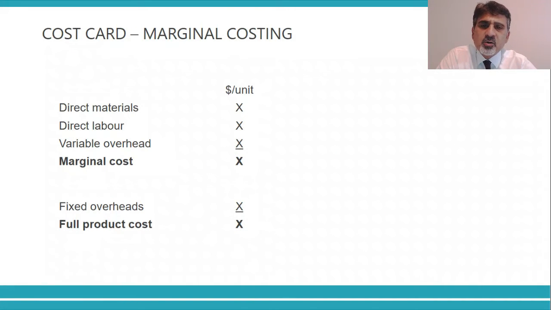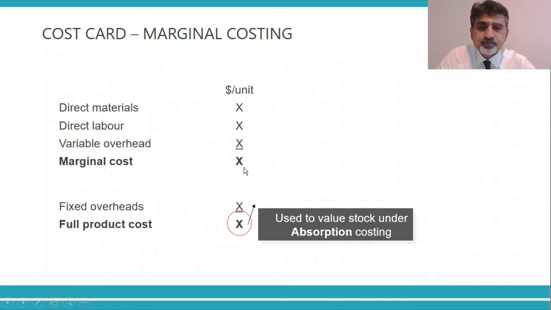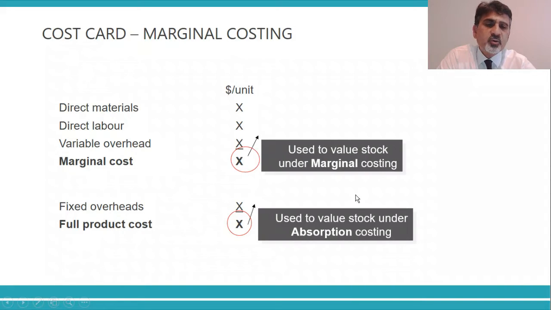So you've got the marginal costing card. So you have direct materials, just like you made a cost card in your absorption costing in the previous chapter. So this is the cost card for marginal costing. What is included in the unit of product is direct material, direct labor, and variable overhead, and you call it marginal cost. And when you add fixed overhead, then you call it full product cost. So this cost you use in absorption costing and this cost you use in marginal costing. So the value of inventory under marginal costing or under absorption costing, the difference is only the fixed production overheads.